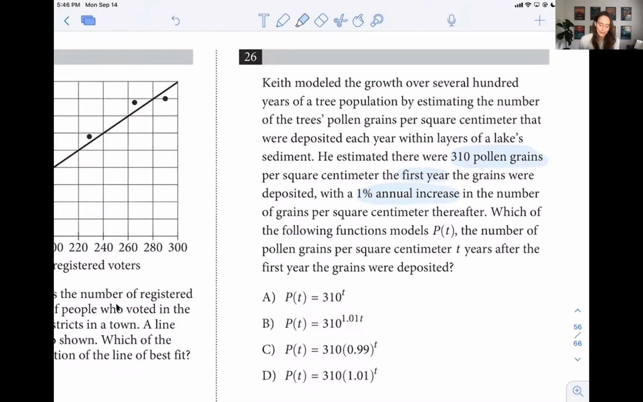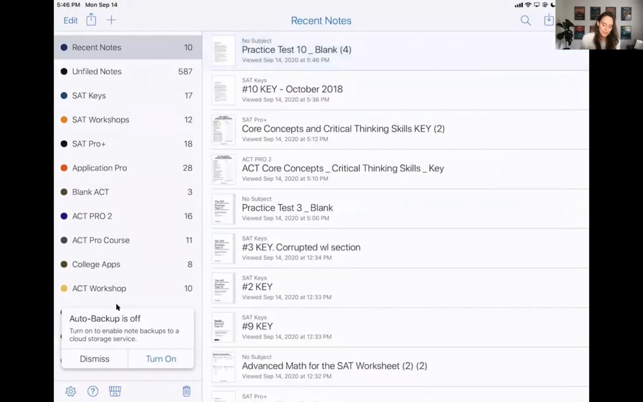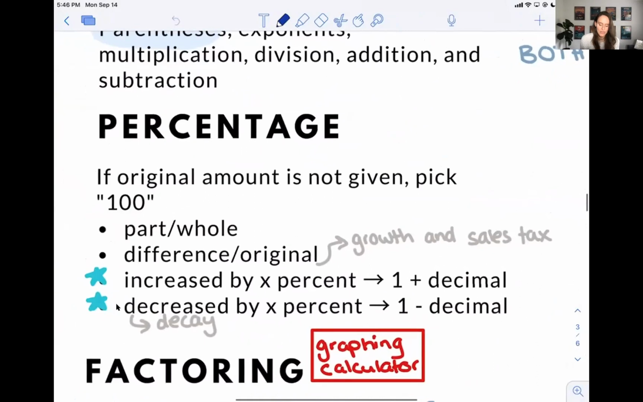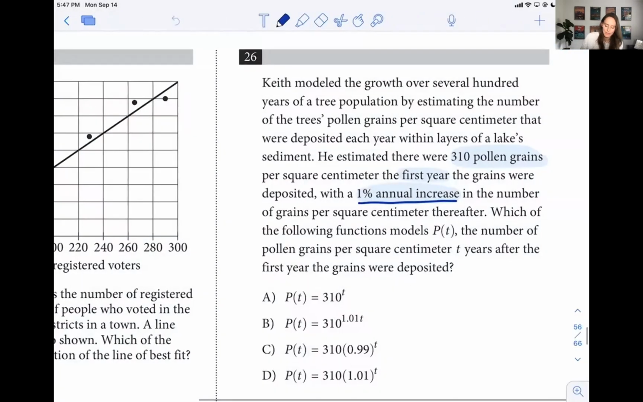Wow, that's a mouthful. But we have a really important part here. It said 1% annual increase, and this is a core concept. Whenever I see percent increase, increased by X%, I am going to take that percent, express it as a decimal, and add it to the number 1. So I'm going to say 1 plus 0.01, and that gives me 1.01. So I need 1.01 in my answer choice.